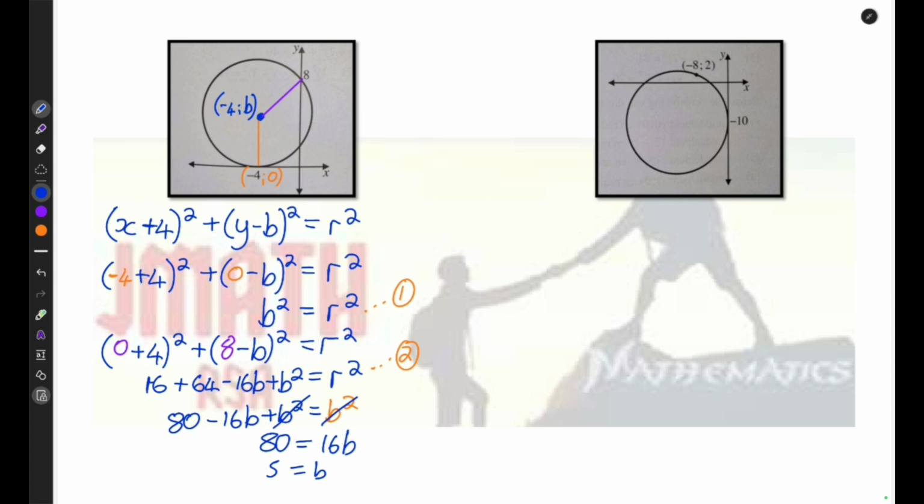So if b is 5, it means the radius is also 5. So the answer to this question would then be (x + 4)² + (y − 5)² is equal to 5 squared, which I can just write as 25.